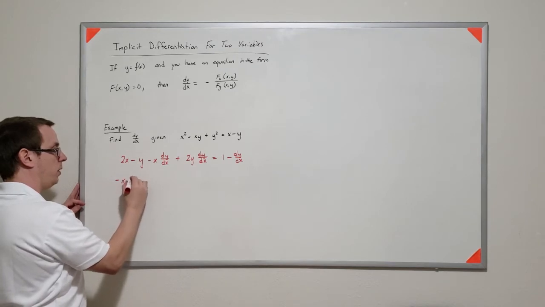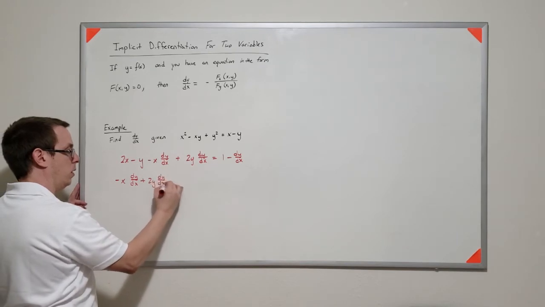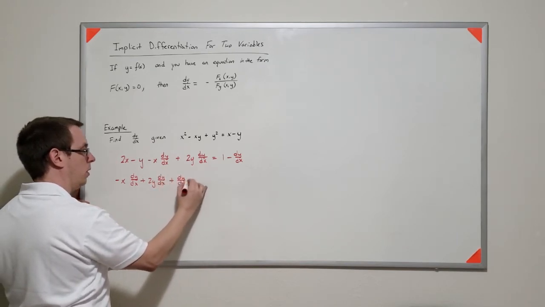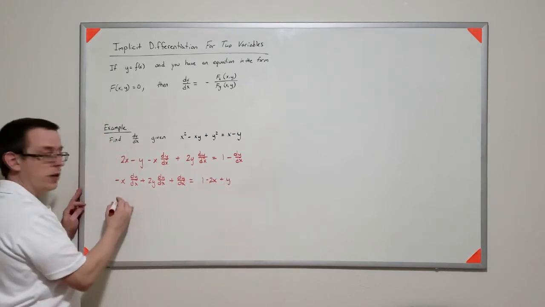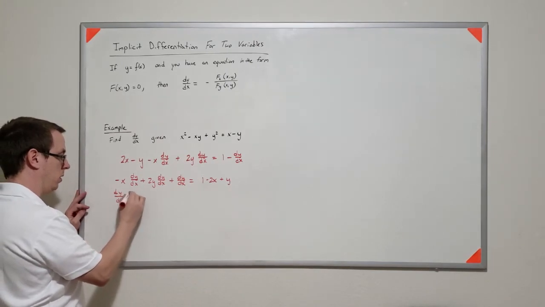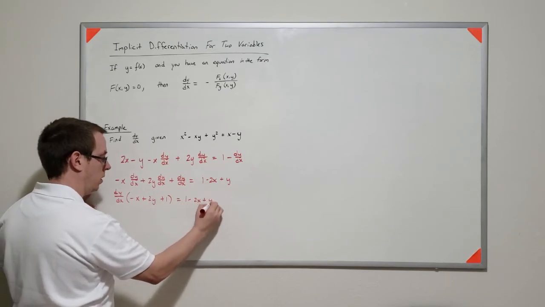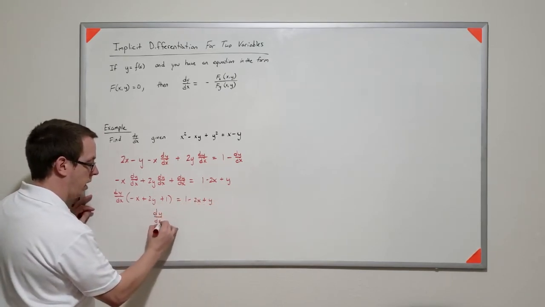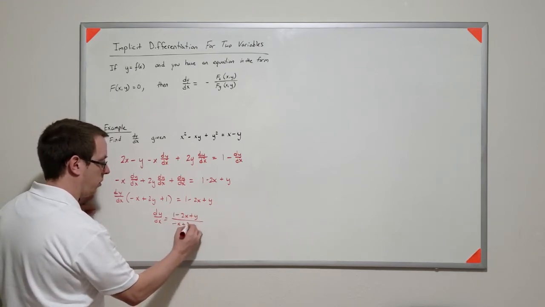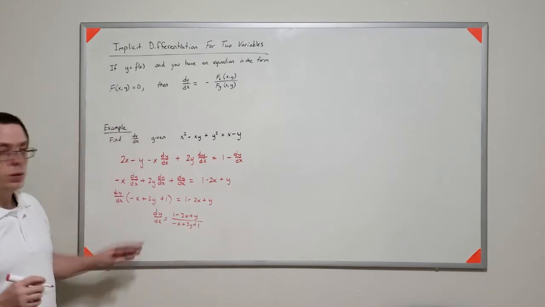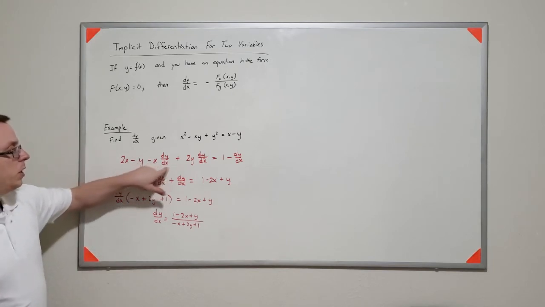So we end up with that, we factor out a dy/dx, and we get dy/dx equals 1 minus 2x plus y, all over negative x plus 2y plus 1. So it's not the end of the world. It's not the hardest thing we've ever done, but there's a lot of bookkeeping here.